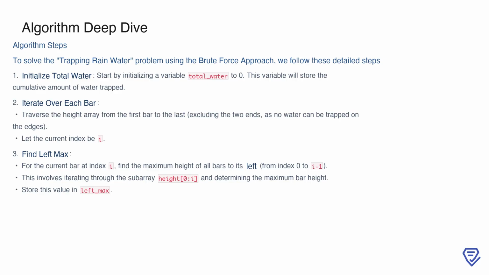For each bar at index i, we need to calculate two key values. The first is left_max, the maximum height among all bars to the left of the current index. To find this, we examine the subarray from the start of the array up to i-1 and determine the largest bar height. This value represents the highest boundary on the left side of the current bar.